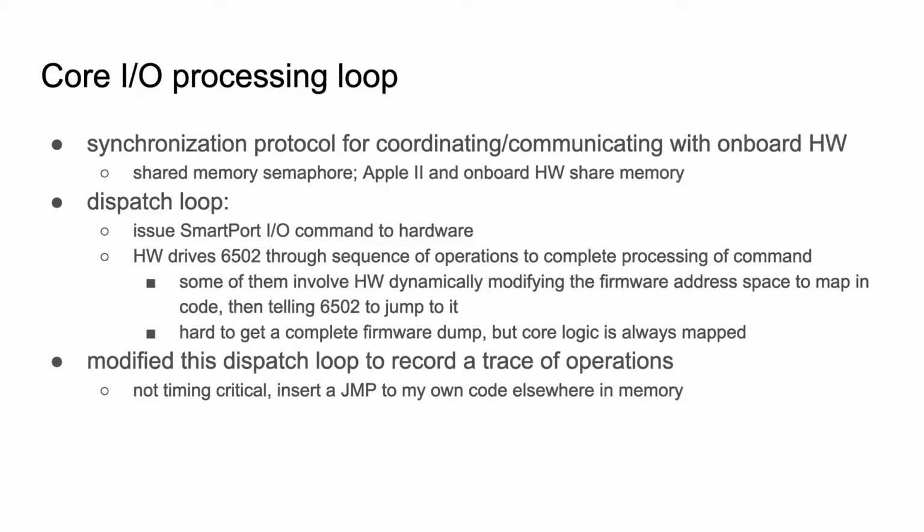It turns out some of these involve the CFFA hardware dynamically modifying the firmware address space that the Apple II sees in order to map in a chunk of code and then direct the 6502 to jump into that code to do something. That makes it hard to get a complete firmware dump, but fortunately for us, the core I/O logic is always mapped. And because the firmware address space is actually writable, it was straightforward to modify the dispatch loop to record a trace of the operations it was performing, just by inserting a jump to my own code, writing out a trace buffer, and then jumping back.